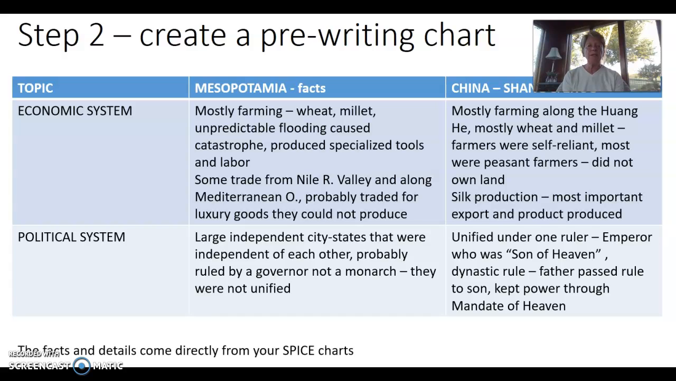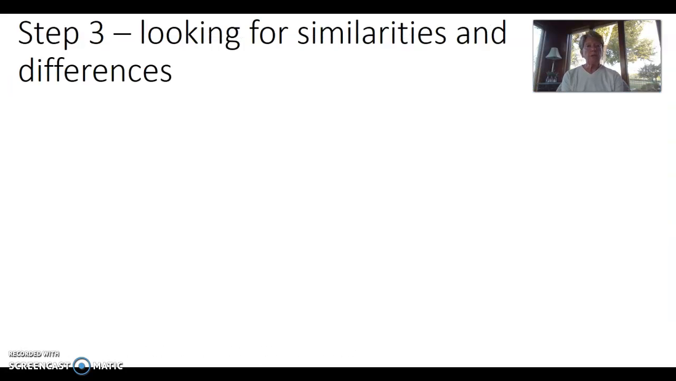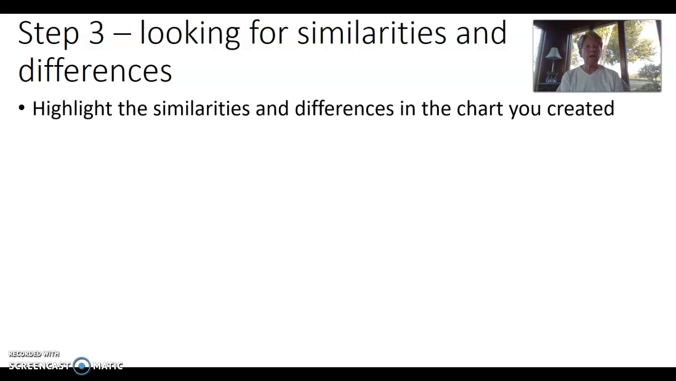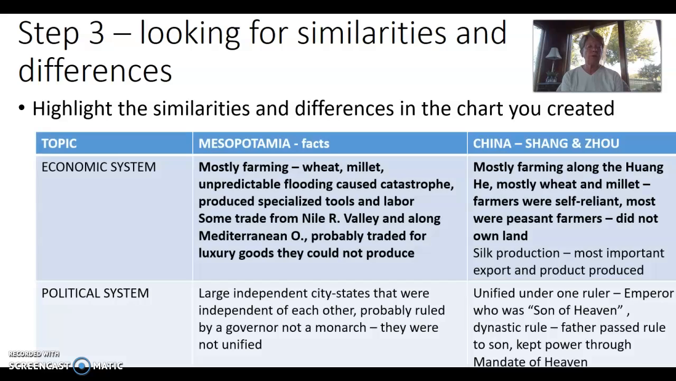So we're going to move on to the next part, and notice that I've taken these facts and details directly from your SPICE chart. So when I'm looking for similarities and differences, I still want to highlight those in the chart that I created. And here I highlighted the similarities, and I know that obviously I'm going to talk about the economic system of similarities in farming. And then my differences paragraph is going to be the political system. And this is the very same, I've just made it easier for me to find my similarities and my differences.